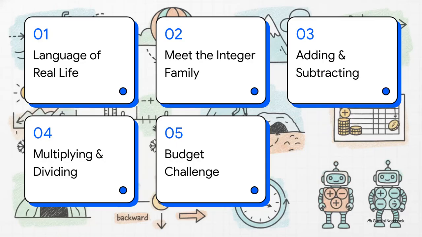Here is our roadmap for today. First, the language of real life. Second, we'll meet the integer family. Third, adding and subtracting reality. Fourth, multiplying and dividing integers. And finally, number 5, the monthly budget challenge.